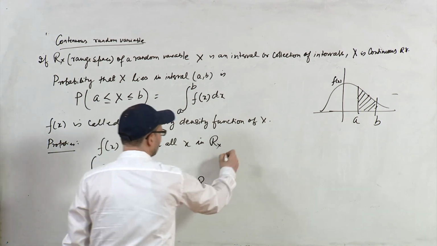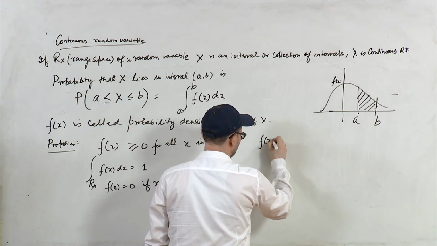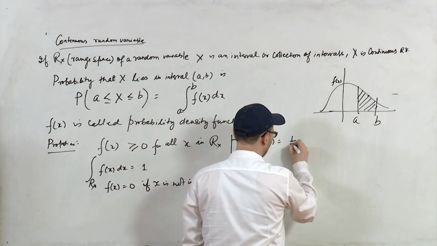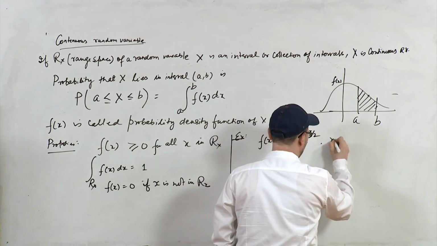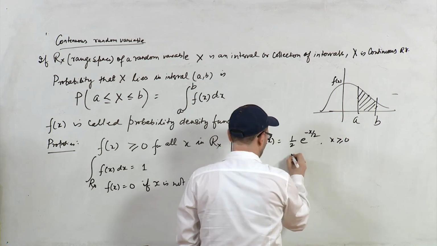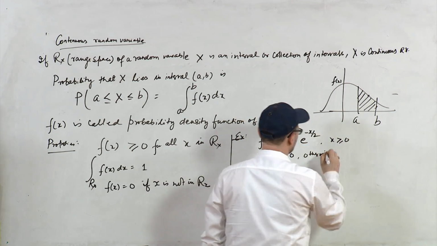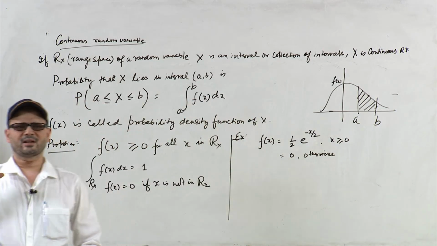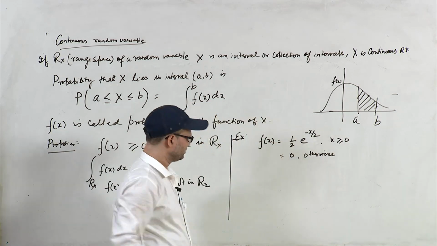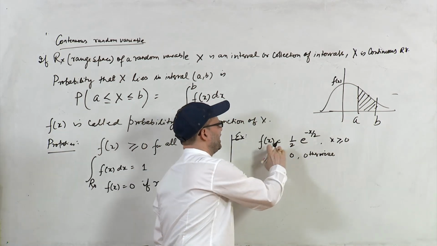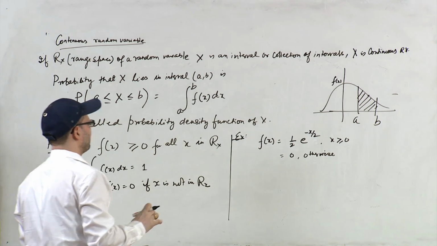Suppose, for example, f(x) is given as half e to the power minus x by 2 for x greater than or equal to 0, and 0 otherwise. Such a problem you may come across, where this is basically the life of a certain device which is used to detect cracks in aircraft components.